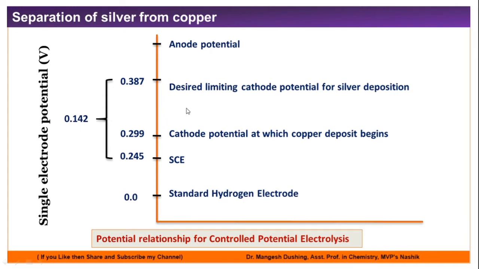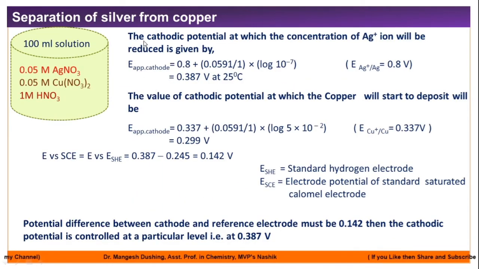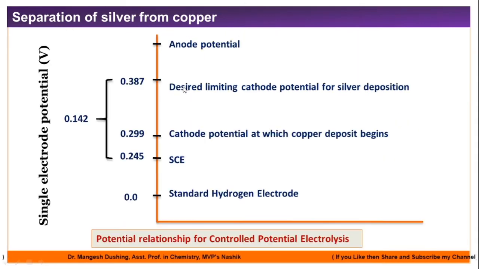And this is the desired limiting cathode potential for the silver deposition, which is also 0.387, that we have seen over here. So the difference between the desired limiting cathode potential for the silver deposition and the standard calomel electrode should be 0.142, then only the silver will start depositing at the cathode.